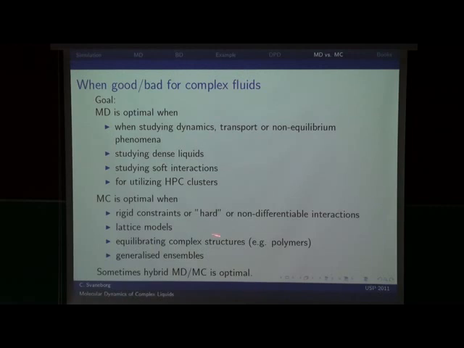If we have systems that are very difficult to equilibrate, Monte Carlo simulations will also allow us to trick the system into finding equilibrium faster. And perhaps I'm going to talk about that in the case of polymers tomorrow. And it can also be easier to generate generalized ensembles using Monte Carlo as a technique compared to molecular dynamics.